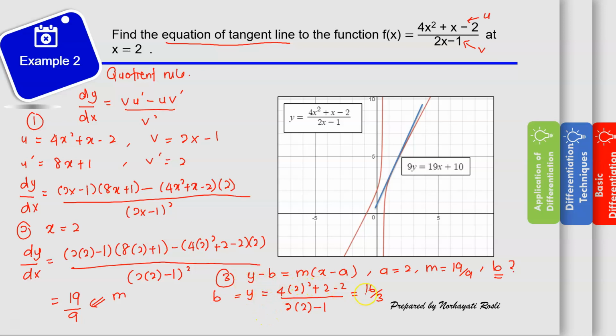So when we substitute all the values that we already have, we have here y minus b, which is 16 over 3, equal to 19 over 9 times (x minus 2). So this is our equation of tangent, or we can simplify this one, which is we can get here 9y equal to 19x plus 10. You can leave your answer either in this form or in this form. Doesn't matter, you still can get the same marks.